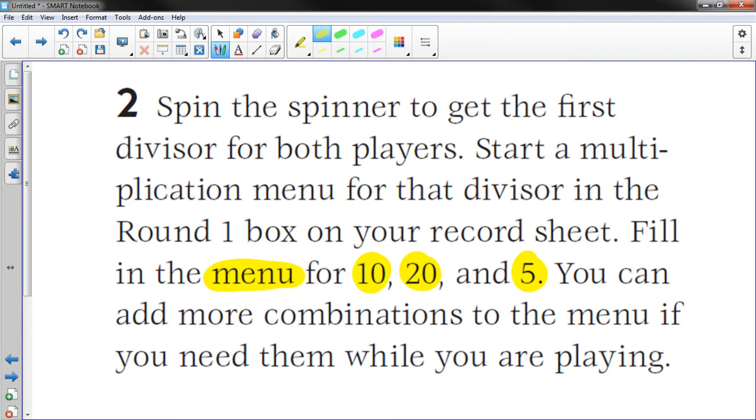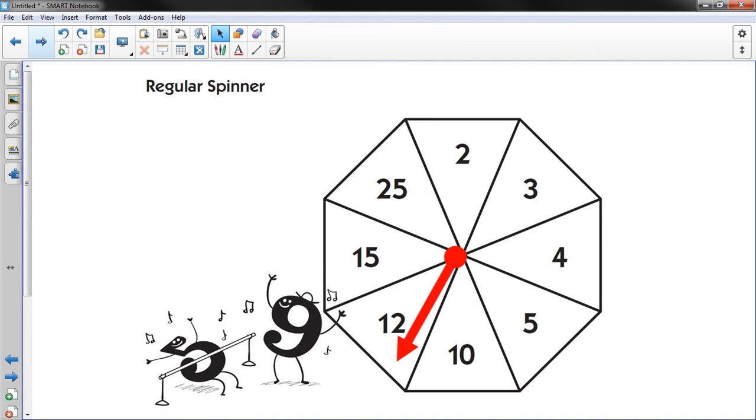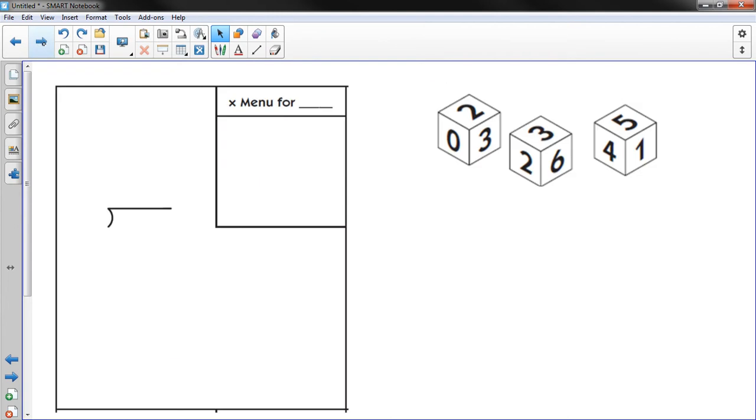Okay, so there's going to be a spinner. It'll look like this, or there'll be the challenge spinner, which has more difficult numbers on it. Let's say I spun that spinner and I got 12. So on my worksheet, I have to take the number 12 and make a menu. It talked about 3 specific numbers on my menu. So 20, 10, and 5 have to go down there at least.